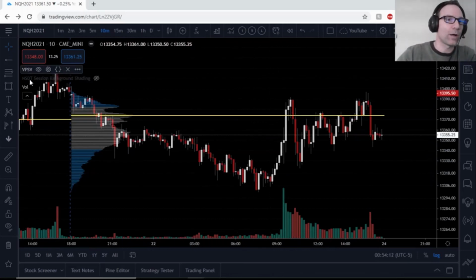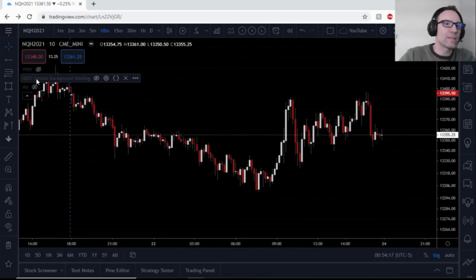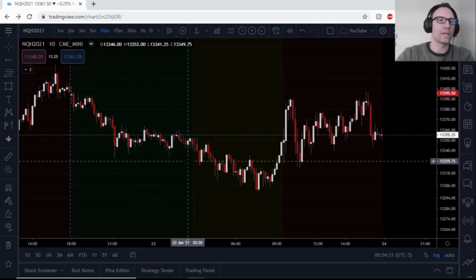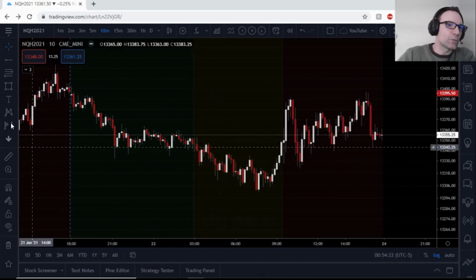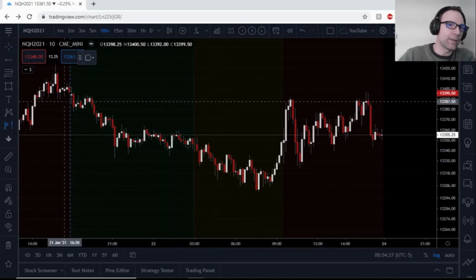So I'm going to turn off the volume, I don't need it on anymore, and let me turn off volume profile. I just made this little indicator here that shades the background for me. It makes it easier to see the sessions. So we're going to take a little tool, and let's say you're coming to the market in the London time frame.